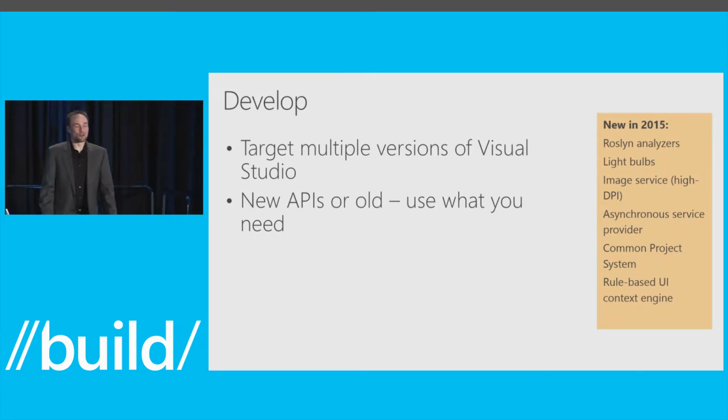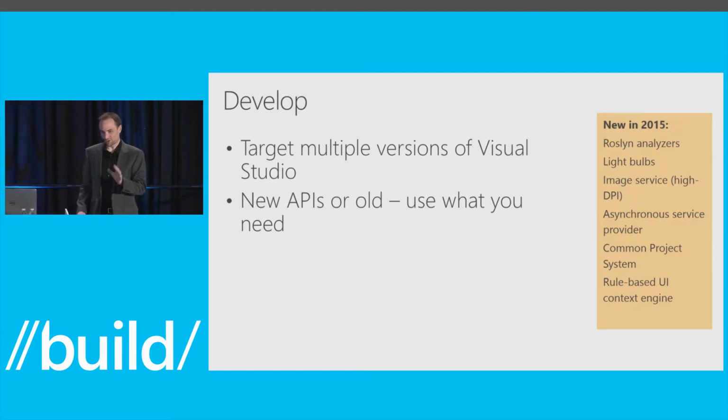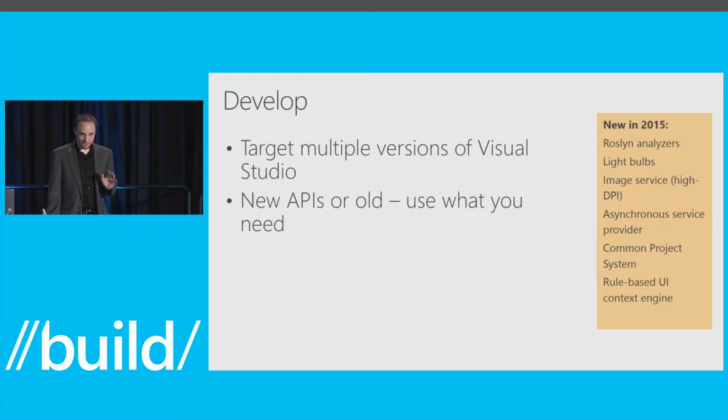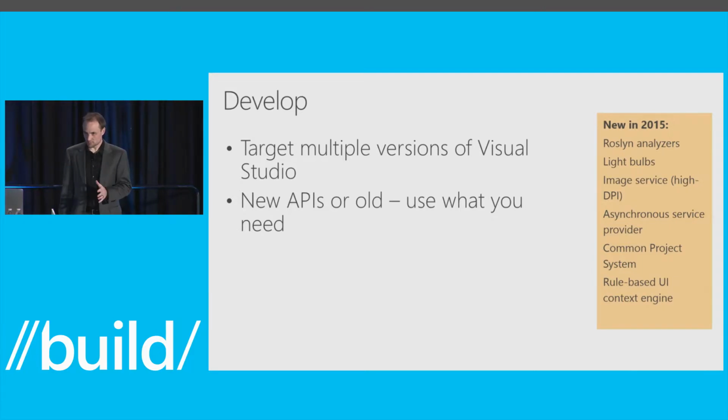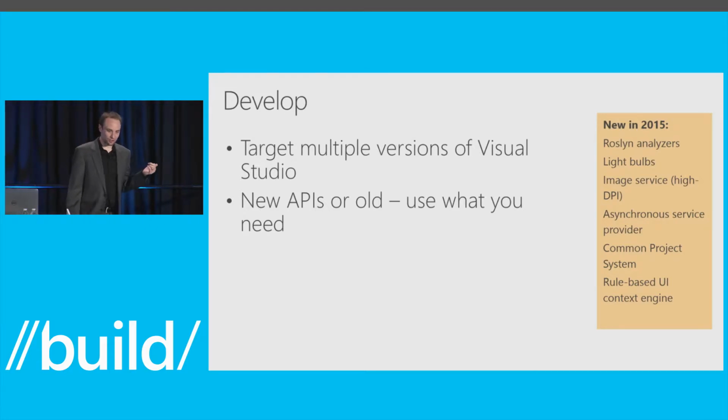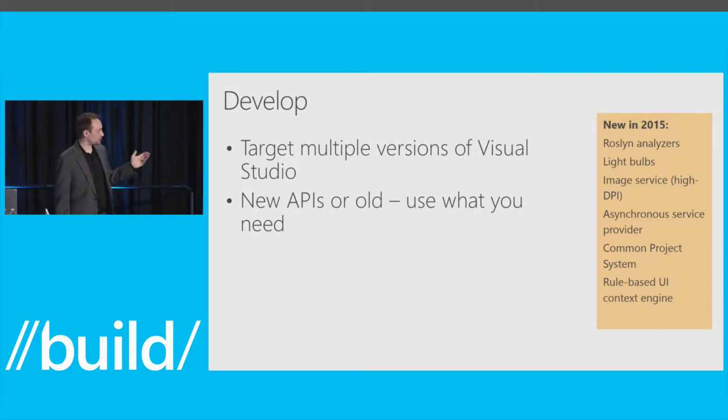Roslyn analyzers, they're awesome. Specific targeted diagnostics, whether it's style or semantics, plus refactorings for your project. We currently have probably 100 of them in production. They're awesome. Light bulbs. Roslyn analyzers tie into the light bulb service, but you can actually use the light bulbs to put any information that you want there.